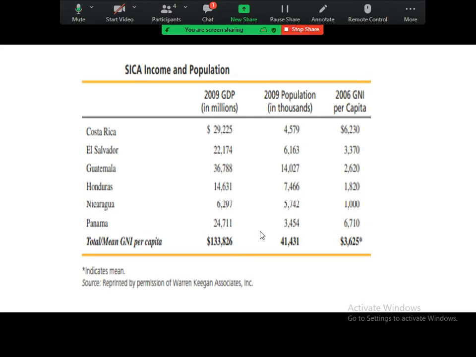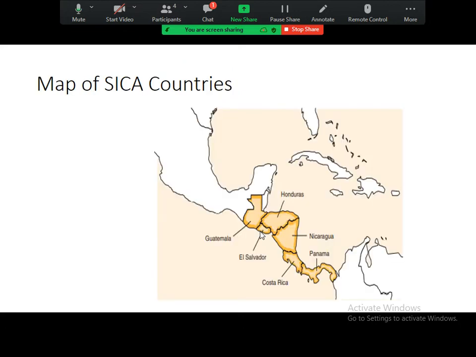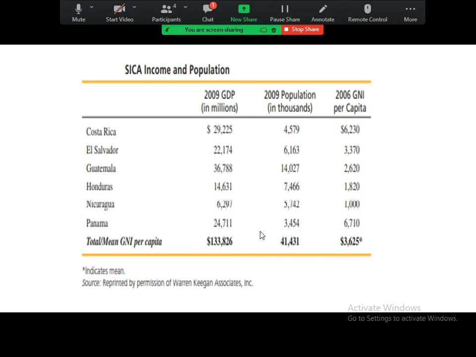Implementation of the Central American Free Trade Agreement with the United States created a free trade area that is known as DR-CAFTA, that includes five SICA members, including all these five. Only Panama was excluded, plus the Dominican Republic. Implementation has been slow, but some of the changes have already taken place.